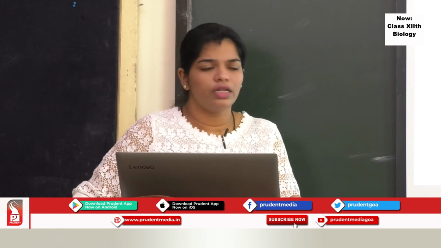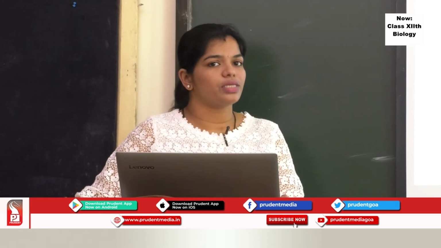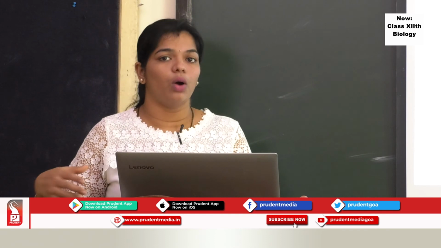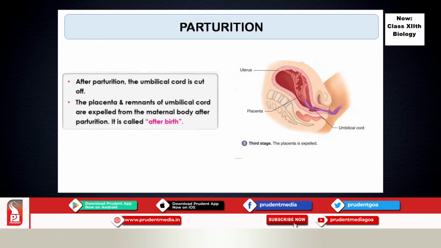The second stage is the fetus is expelled from the uterus. And how does this happen? The oxytocin which is now released is causing a stronger uterine muscle contraction, which in turn stimulates the further secretion of oxytocin. So, vigorous contraction of the uterus is taking place and the fetus is expelled out. This is followed by the continued expulsion of the baby out of the uterus through the birth canal. And last, the third stage, once the baby comes out, the placenta is expelled out.